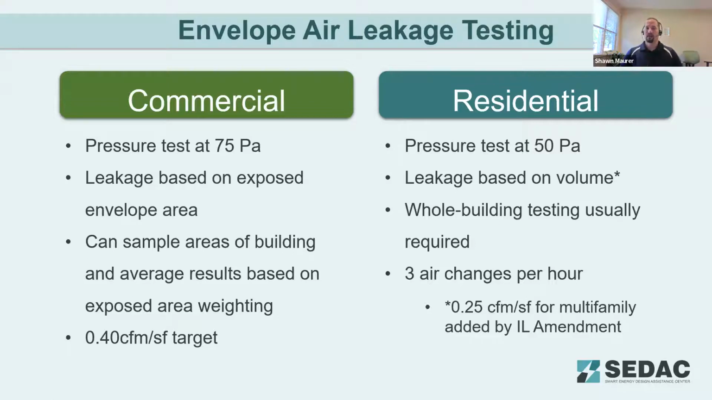For townhomes and single-family homes, leakage is based on volume. So it's 3 air changes per hour in the 2018 IECC. Per Illinois amendments, it's 4 air changes per hour currently. In the 2021 IECC, they're going to align with the code and make that 3 air changes per hour. And in general, out in industry, we see that that's pretty standard for most people to be able to achieve.